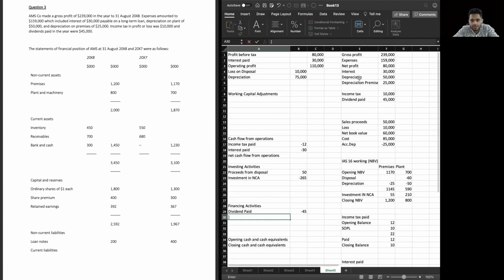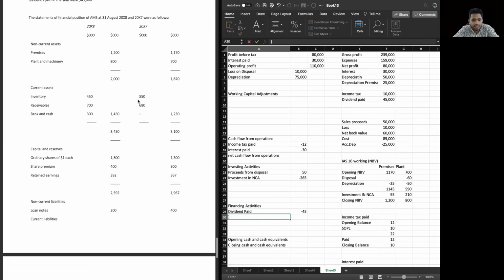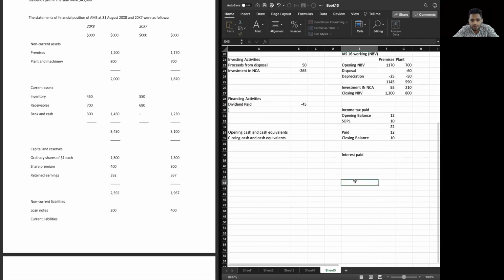So all this information around here is taken. So let's go to the statement of financial position. Non-current asset information was taken, your current assets. This is related to your working capital, your working capital adjustments. The opening, closing, the change. So you have inventory coming in.